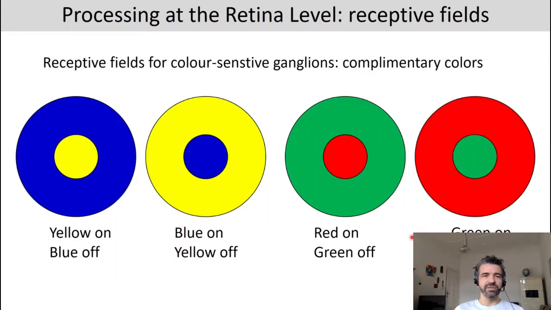There are also receptive fields that are color sensitive, and they have complementary colors. So, for example, a receptive field here would particularly strongly respond to yellow in the center and blue in the surround. This one does the opposite, and these receptive fields are more sensitive to differences in green and red.